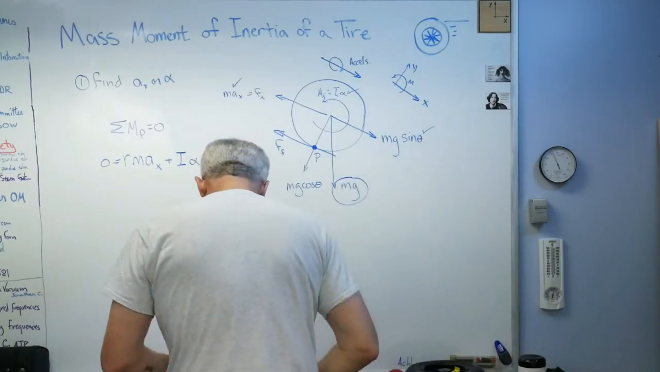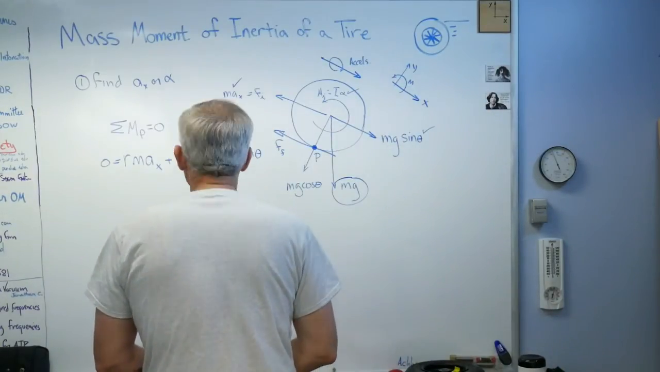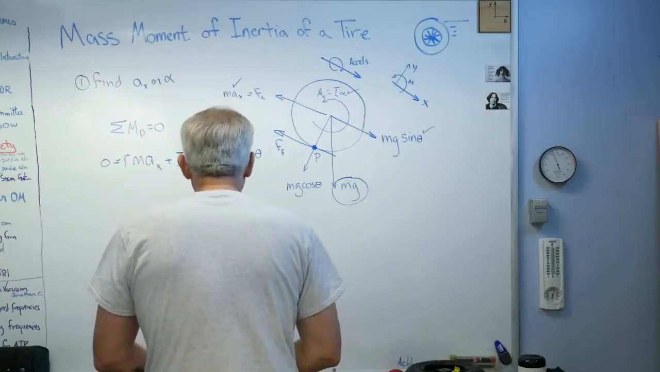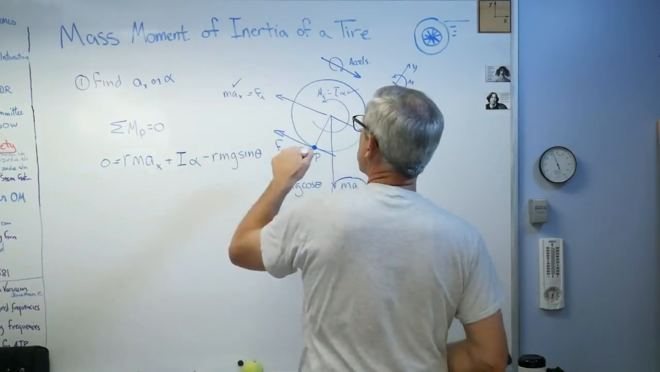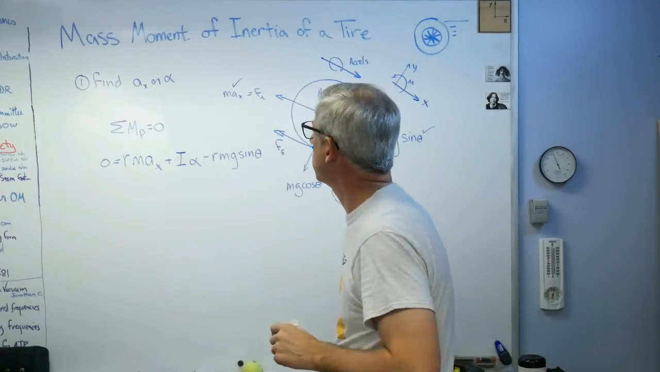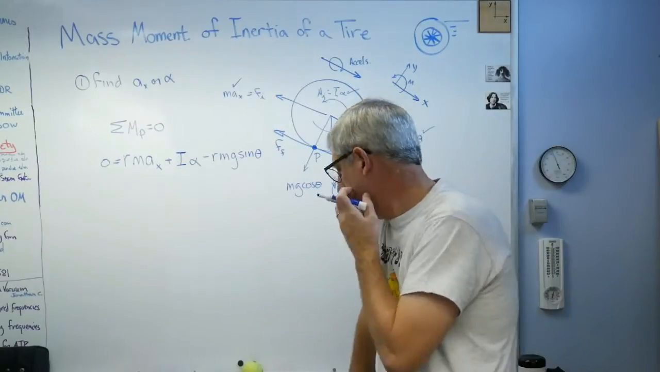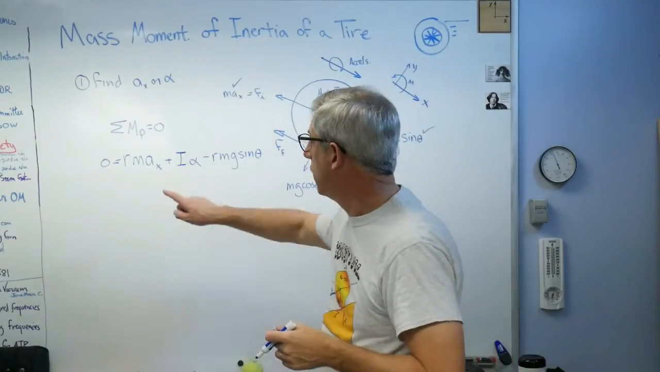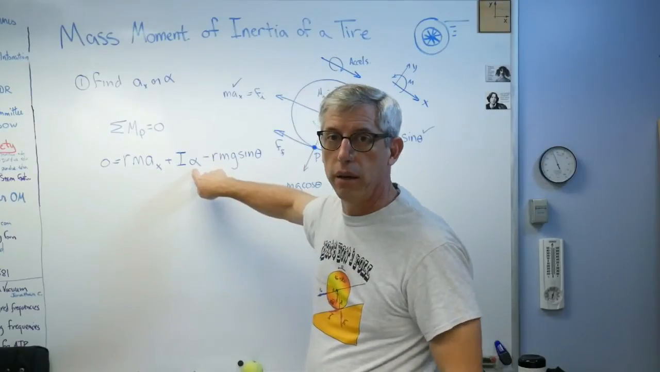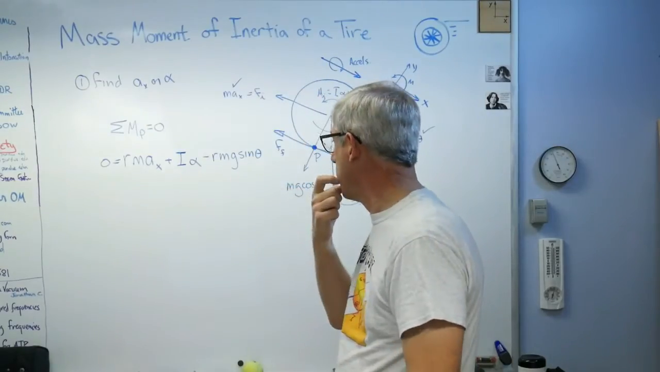Let me check real quick and make sure I haven't had a stupid attack. Yep, that looks good. So I've taken those three into account. That's good. So what am I going to solve for? Well, I want A_x. But I've got that in there. What am I going to do?